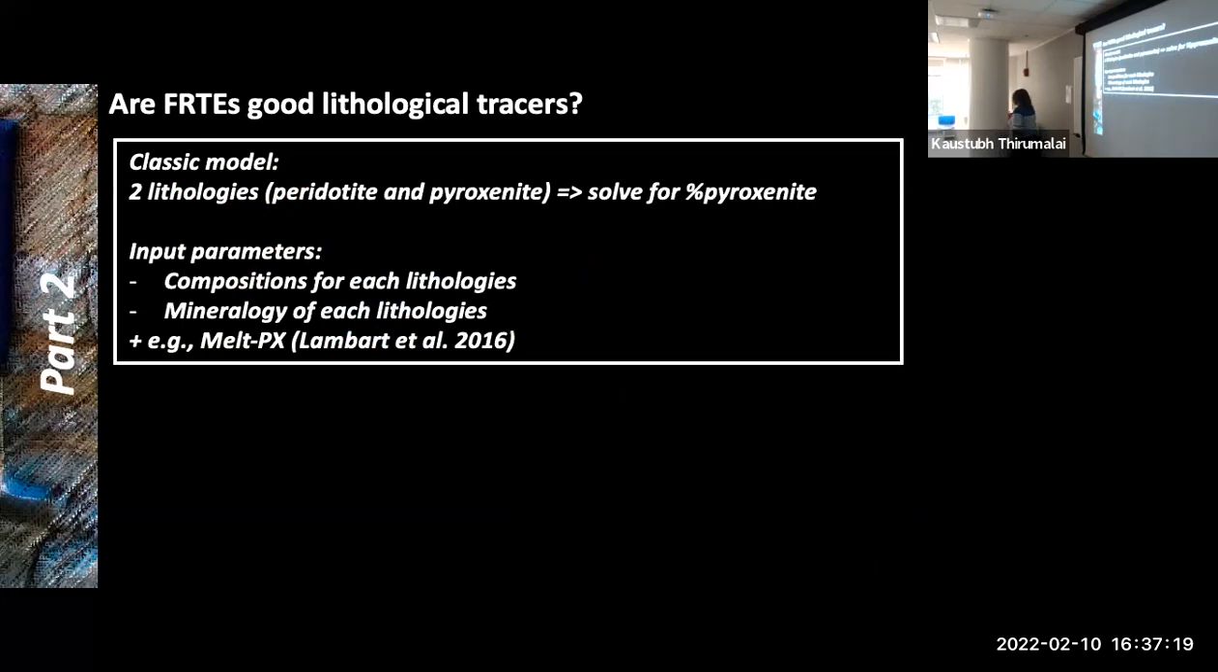The classical way to deal with mantle heterogeneity, which I have done many times, is to look at something like that. You have a two-lithology mantle, pyroxenite and peridotite, and you try to determine the proportion of pyroxenite in your mantle by looking at your basalt composition. So you do a reverse problem like that. There are several input parameters that you need: the composition for each lithology and the mineralogy for each lithology, because lithologies have very contrasted melting behavior depending on the mineralogy. And you also need something such as Melt2X to solve for the proportion of pyroxenite-derived melt in my basalt versus the proportion of pyroxenite in my mantle. This is what I have done for many years.